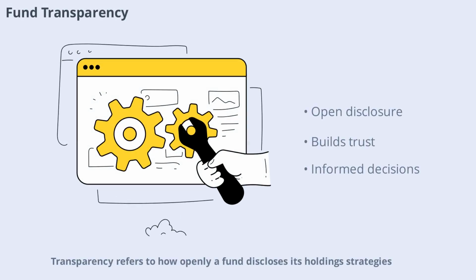Transparency refers to how openly a fund discloses its holdings, strategies, and fees. High transparency builds trust and allows investors to make informed decisions. Look for funds that provide regular, detailed reports and clear explanations of their approach. Transparency is a sign of good governance and investor focus.